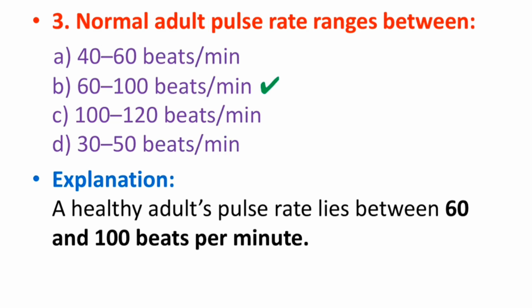Normal adult pulse rate ranges between option A, 40 to 60 beats per minute, option B, 60 to 100 beats per minute, option C, 100 to 120 beats per minute, option D, 30 to 50 beats per minute. The correct answer is option B, 60 to 100 beats per minute. A healthy adult pulse rate lies between 60 and 100 beats per minute.